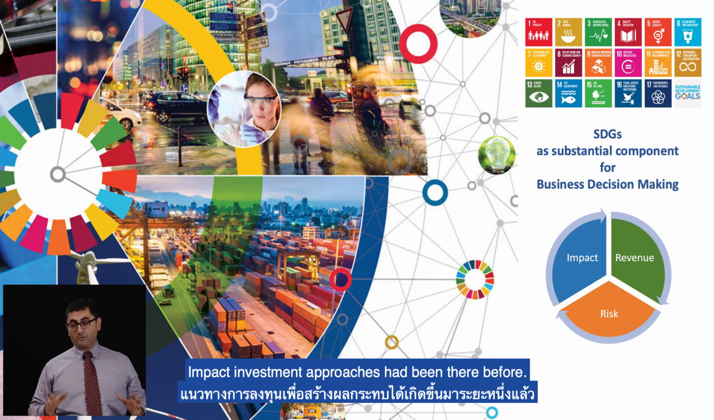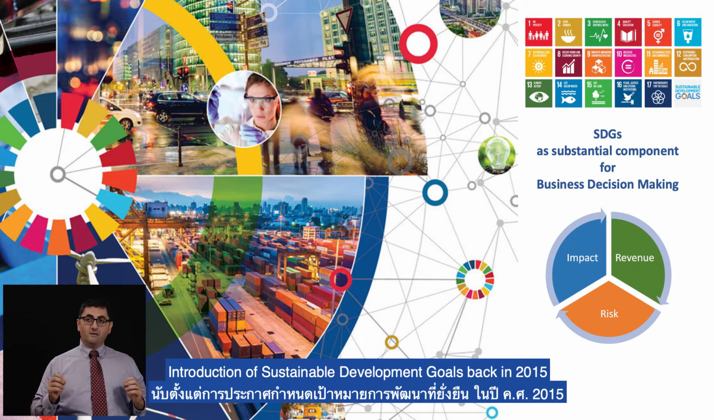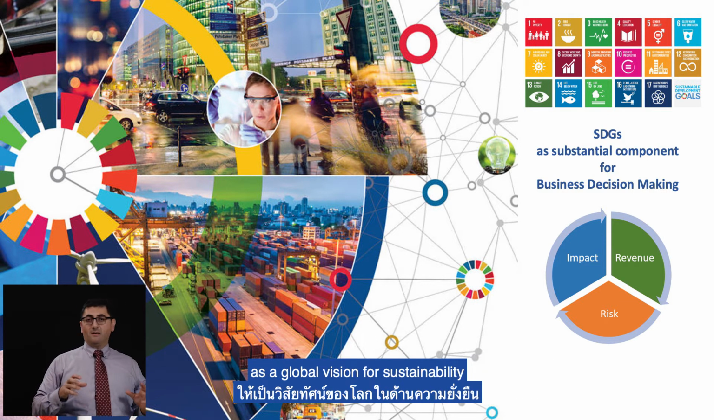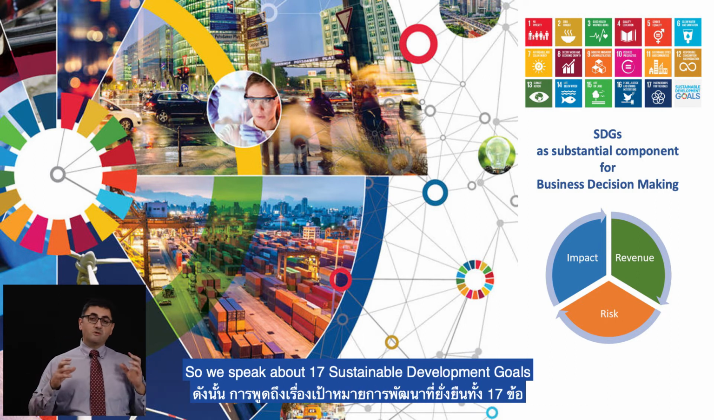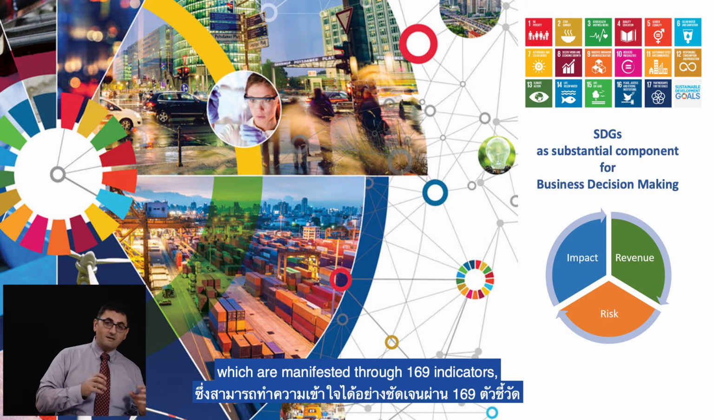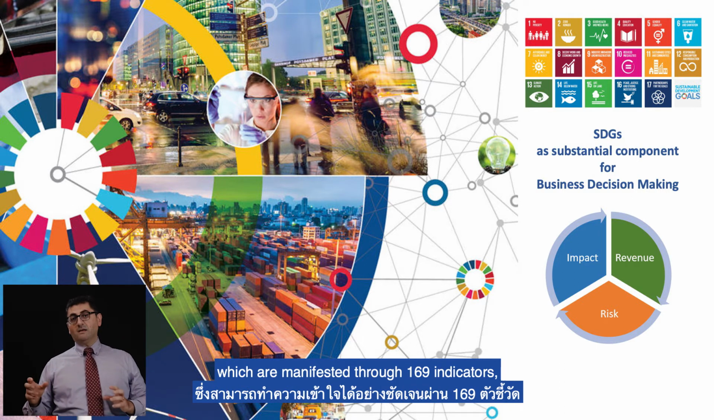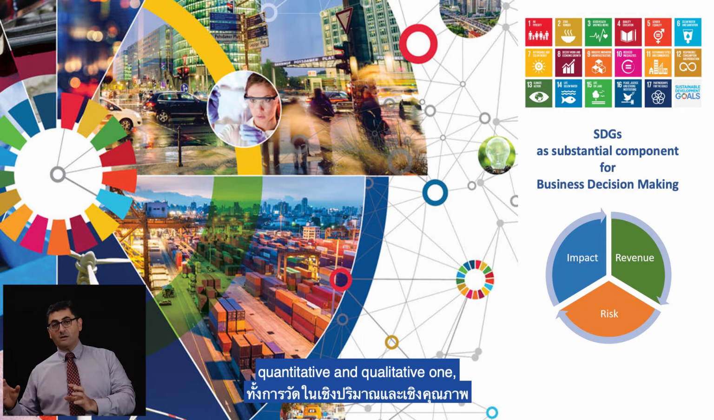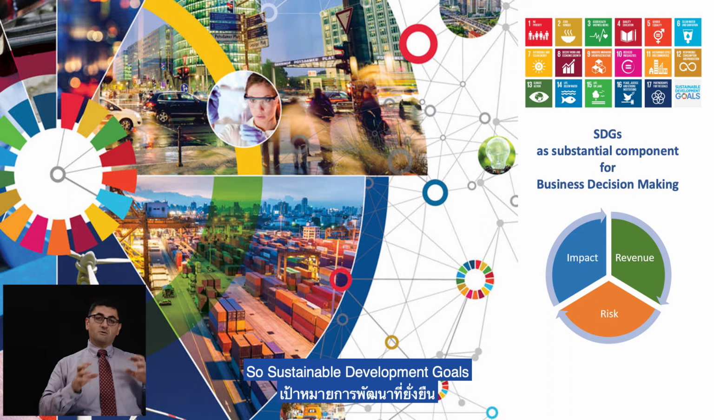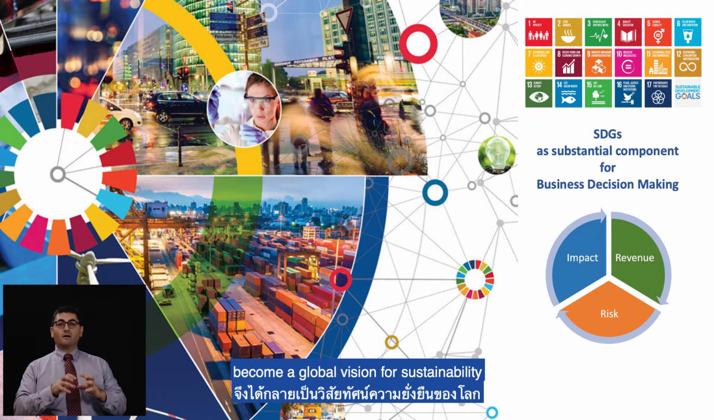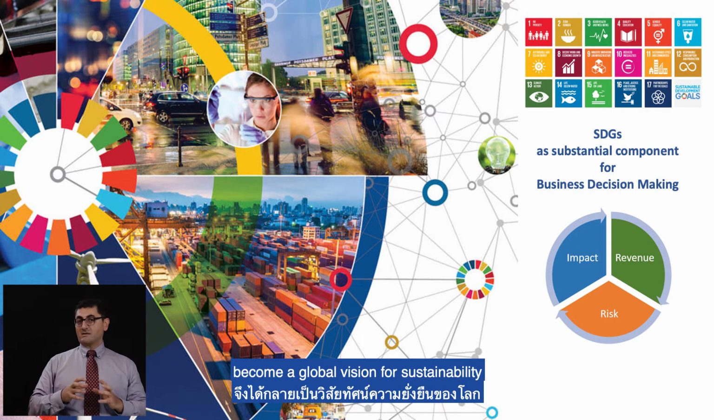Impact investment approaches have been there before. The introduction of the Sustainable Development Goals back in 2015 as a global vision for sustainability became a true game changer for impact investment as well. So we speak about 17 Sustainable Development Goals, which are manifested through 169 indicators, quantitative and qualitative ones, which, however, are interpreted holistically. So the Sustainable Development Goals became a global vision for sustainability.